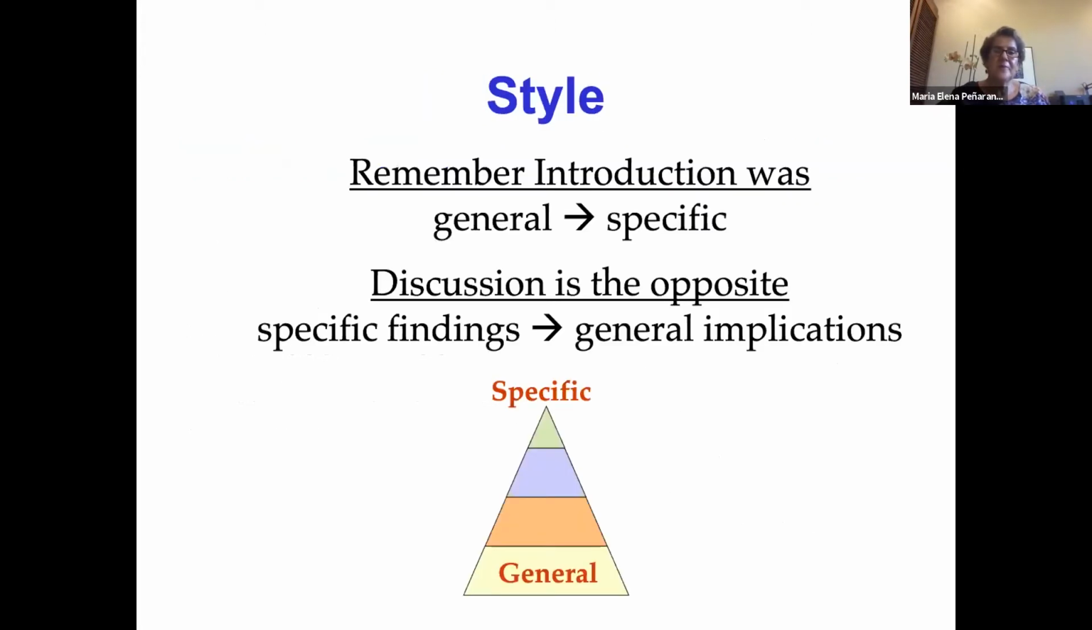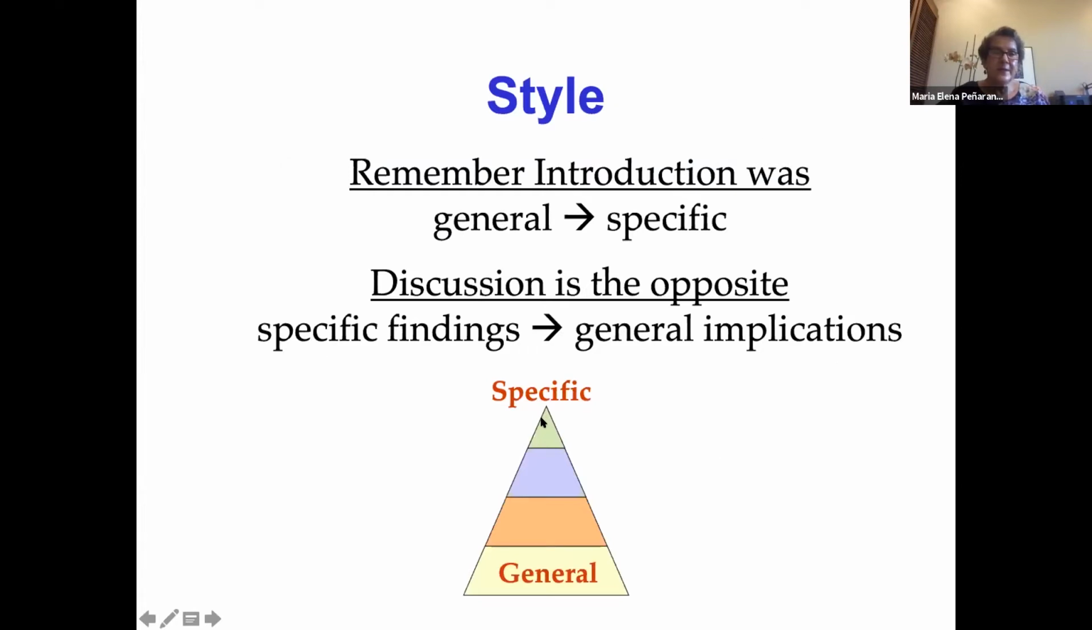So remember, in the style, we said that the introduction was general, from the general to the specific, and the discussion is the opposite: specific findings and then general implications. So you start with the main finding again, the new discovery that you want to highlight. And then you say, we found this.